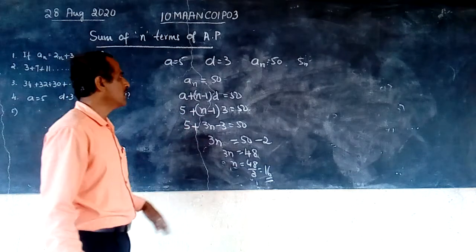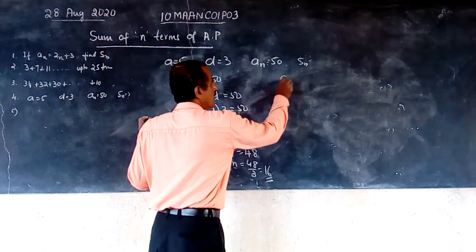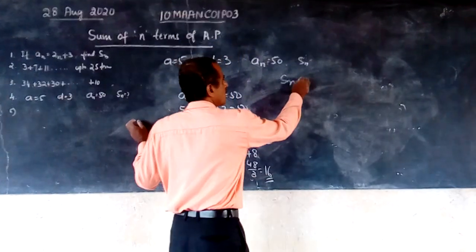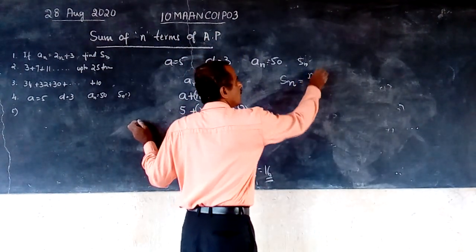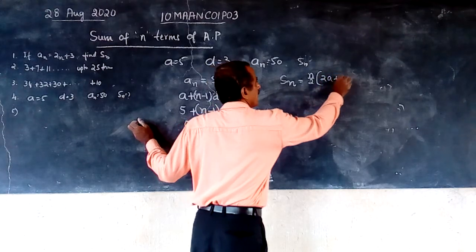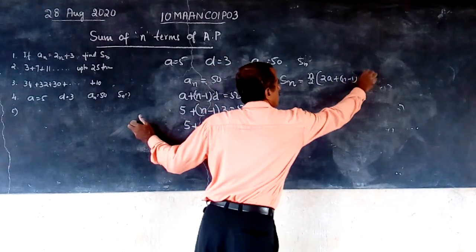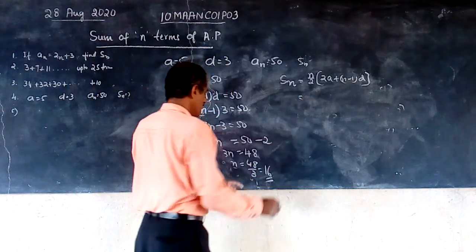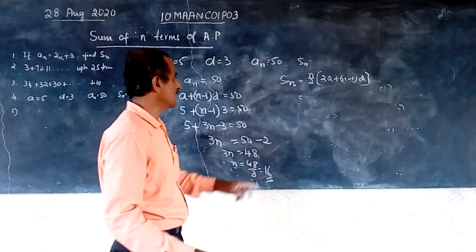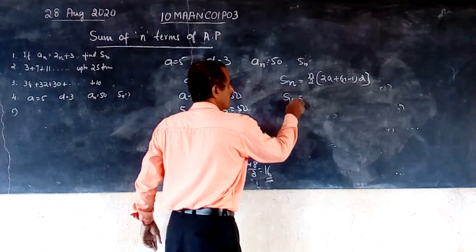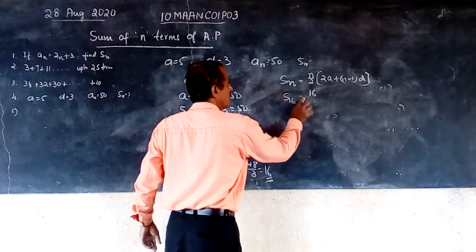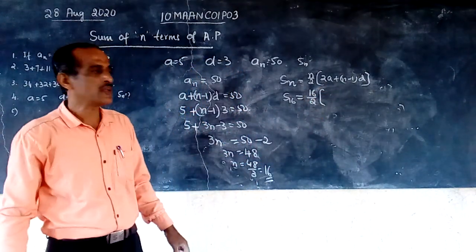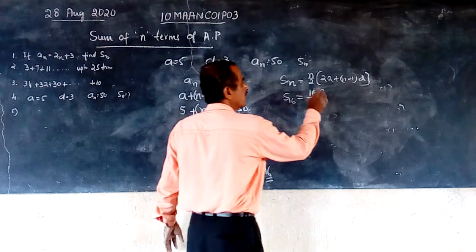Then apply the formula. What does the formula say? Sn is equal to n by 2 into 2a plus n minus 1 into d. We got how many terms are there? 16 terms are there. So n is equal to 16, you got it now. Sn is equal to 16 by 2. As in the previous question, you have to substitute the values and solve the problem.